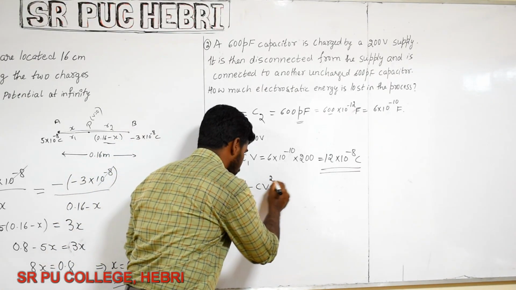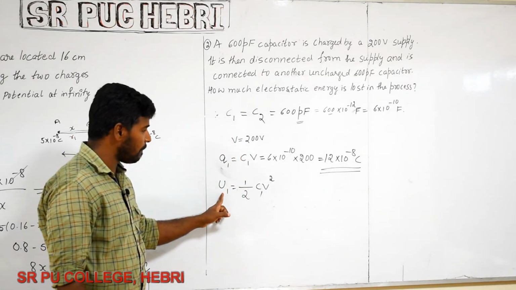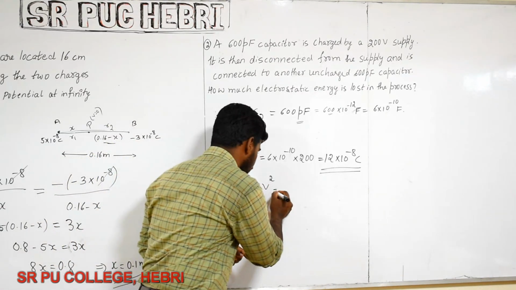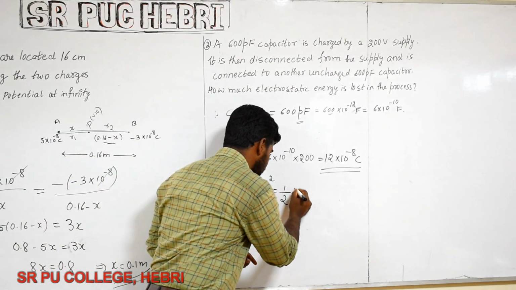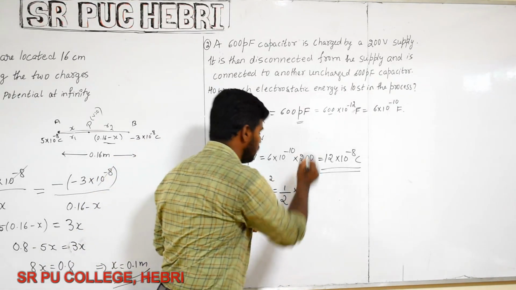Last class we proved this. Energy stored on the capacitor U1 is equal to half C1 V square. That is equal to half into, what is the value of C1? The value of C1 will be the capacitance.